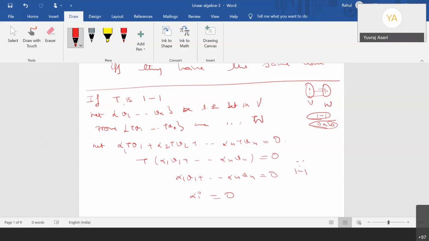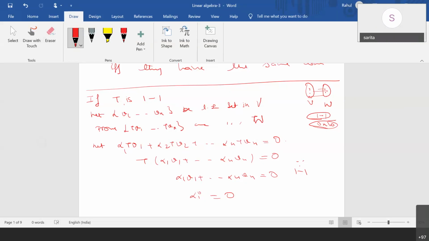Ma'am, I have a question: what is the difference between a bijective linear transformation and an isomorphism? Bijective linear transformation is not there in the course, so we have only isomorphism. Isomorphism is when you have both 1 1 and onto. Bijective, I think, is only when you have one of them, so that is not there. We just have the case where you have both things.